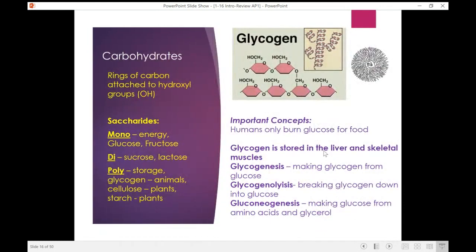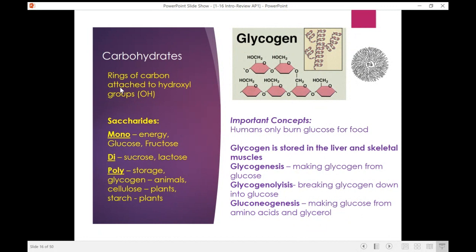So we have these carbohydrates. Now remember, carbohydrates are carbon. That's where that carb comes from. O is the oxygen, and hydrates is that water part, right? So it hydrates us like water. So carbohydrates are made out of carbon, oxygen, and hydrogen. It has rings of carbon attached to hydroxyl groups.